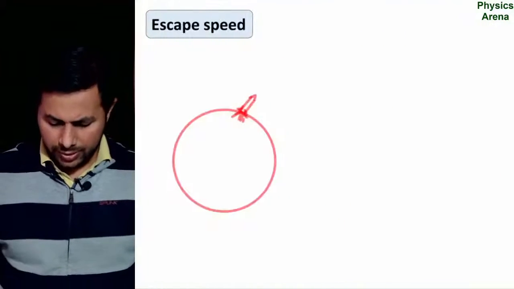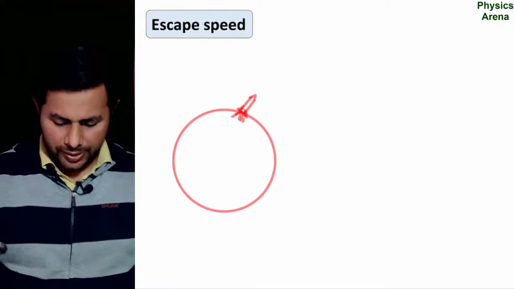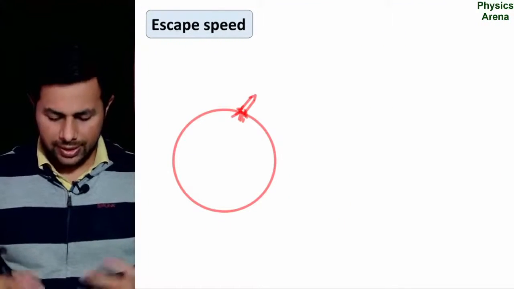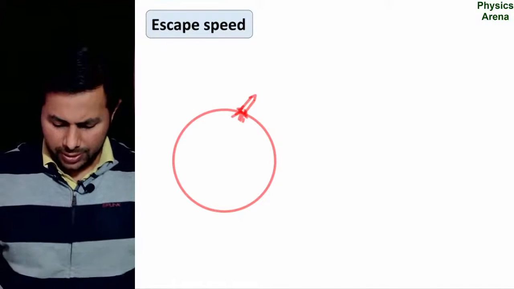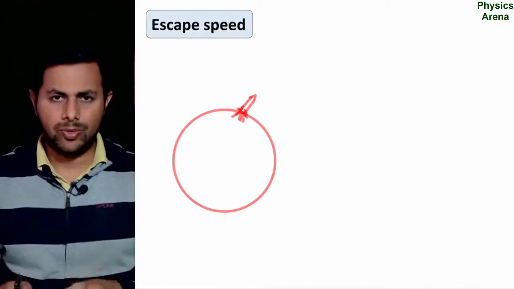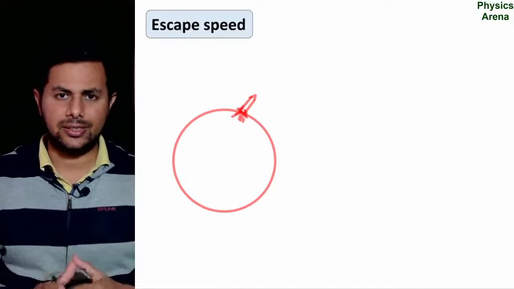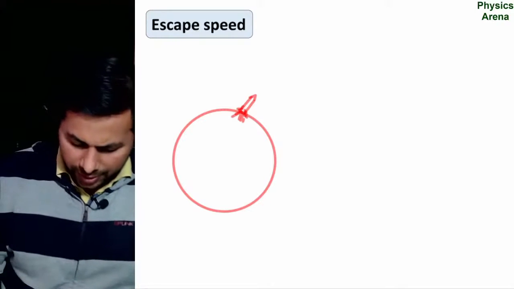So now we can use the law of conservation of energy and we can find out that speed. So we can say that the sum of potential energy and kinetic energy remains constant.